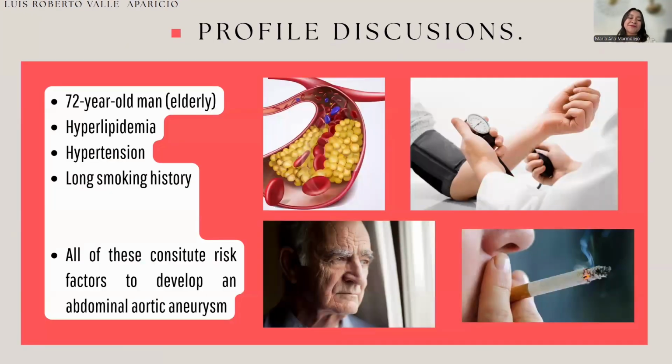Okay, to understand abdominal aortic aneurysm, we first have to understand the profile of the patient. Here the patient was an elderly person, in this case a 72-year-old man, and also presents chronic diseases, in this case hyperlipidemia and hypertension. And also he had a very long smoking history. All these four things constitute the main four risk factors to develop abdominal aortic aneurysm.